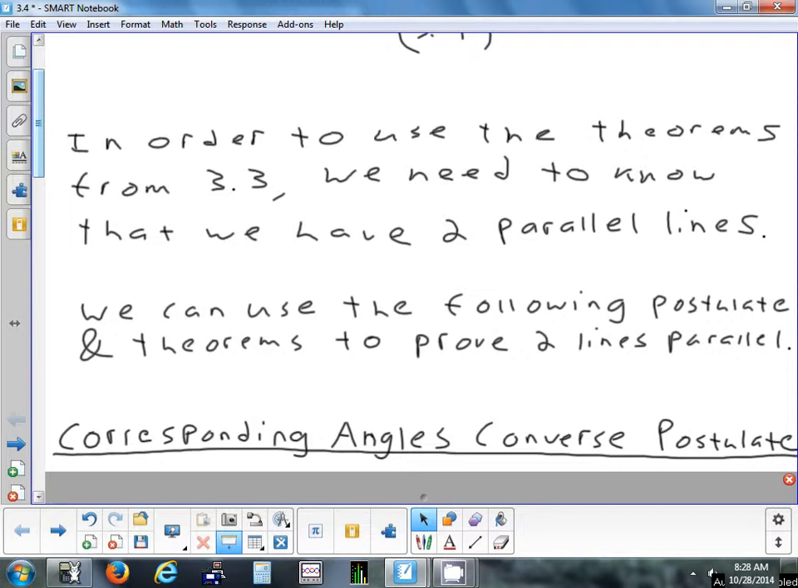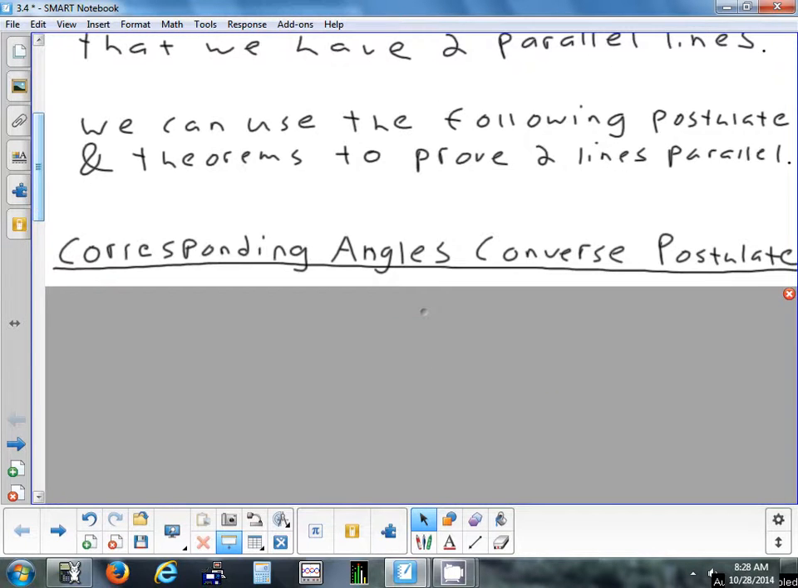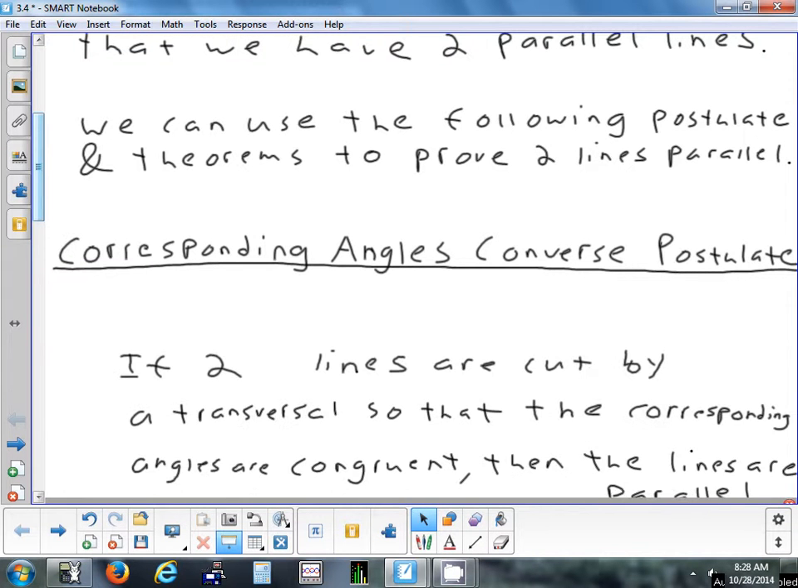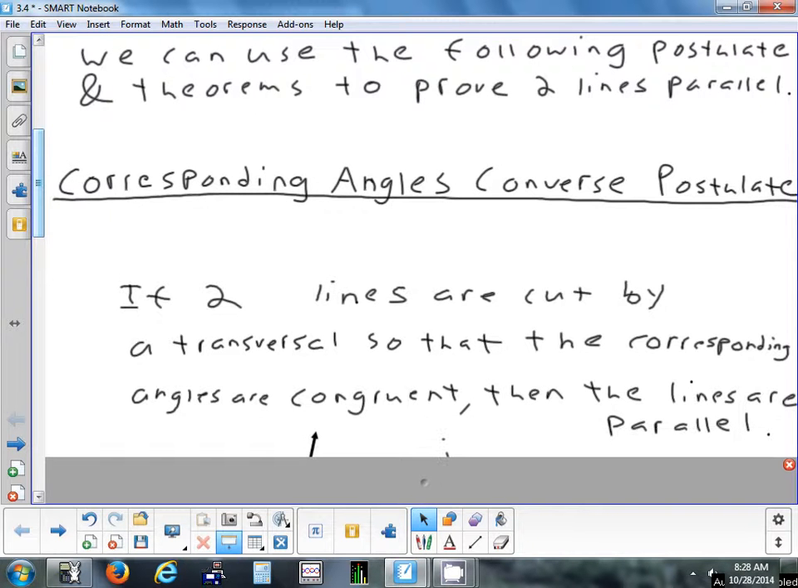Okay, so I'm going to give you a postulate. This is the corresponding angles postulate. Corresponding angles converse postulate, sorry. It says that if two lines are cut by a transversal so that the corresponding angles are congruent, then the lines are parallel.